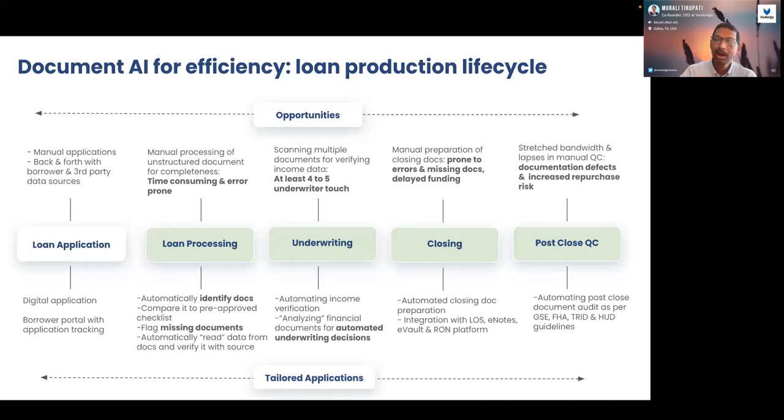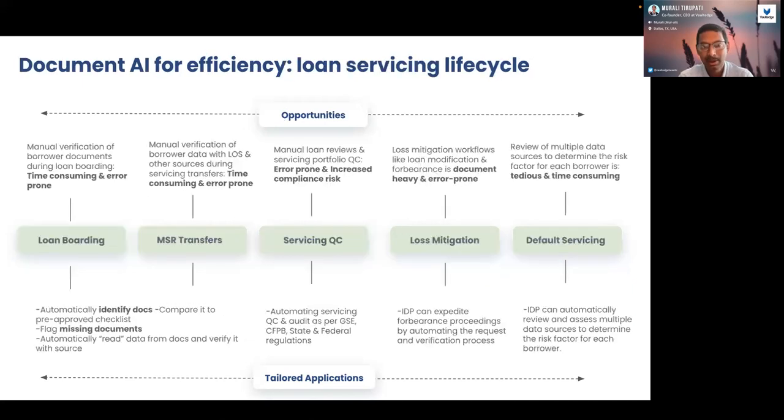Now, in the interest of time, I want to go to the next slide, which is around document AI in the loan servicing lifecycle, right? We are talking about loan boarding, MSR transfers, servicing QC, etc. So John, I know that you've been using document AI technologies for 4 years with Voltage, but I know that you've been working on these technologies even before that. Can you tell us what the different areas are where you are using OCR, IDP, document AI in your business? Yeah, similar to what Maynard said, basically across all of these.